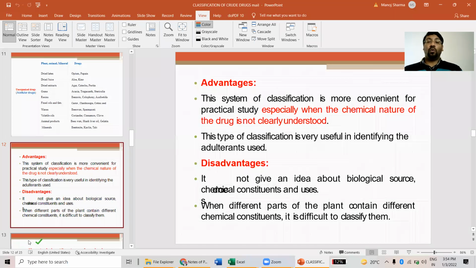Okay, so in this session we discussed morphological classification as well as alphabetical classification of crude drugs.